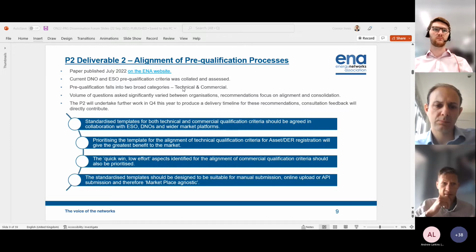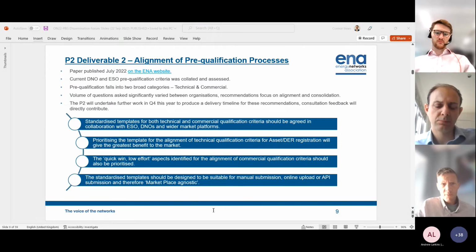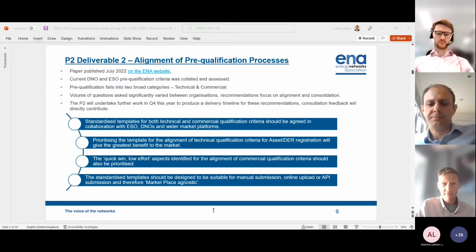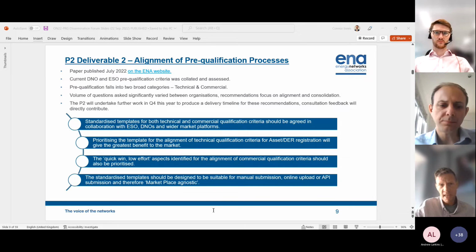This part was all about looking at the pre-qualification process and trying to look at a standard approach, including convergence of timescales, so we can accommodate even smaller flexibility service providers. So far this year, we've reviewed all the procurement processes across each of the networks, and it's quite clear that the process falls into 2 discrete categories, technical and commercial. We think the main focus and main value is establishing a technical template that the markets can use across each of the networks and again across the ESO.